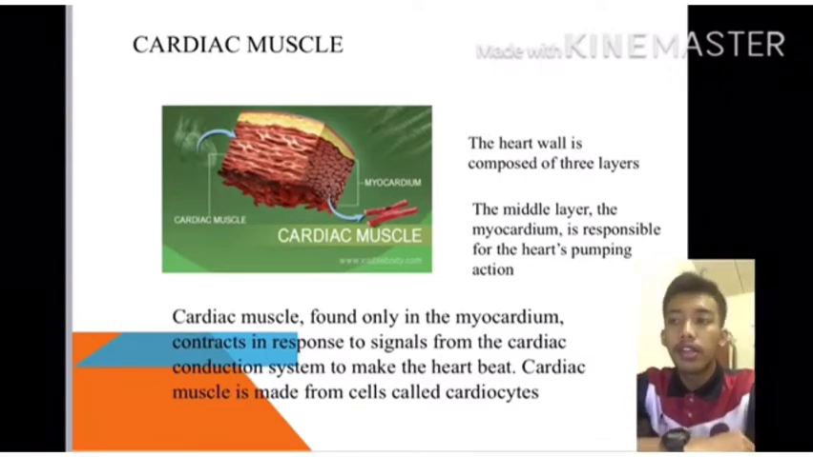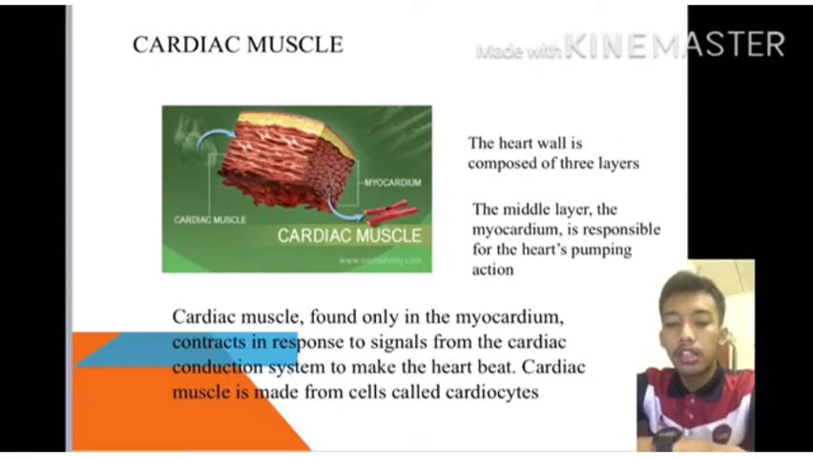The middle layer is the myocardium, which is responsible for the heart's pumping action. Cardiac muscle is found only in the myocardium, which contracts and responds to signals from the cardiac conduction system to make the heart beat. Cardiac muscle is made from cells called cardiocytes.